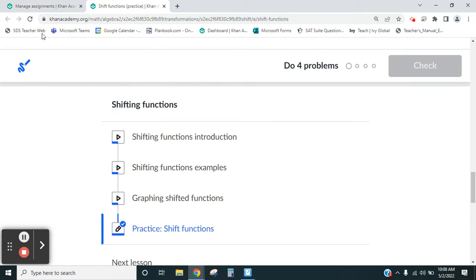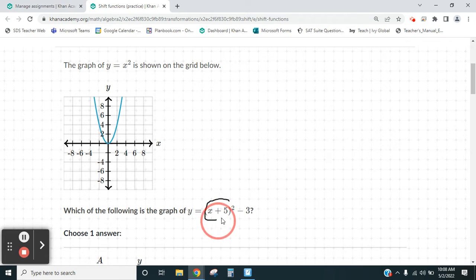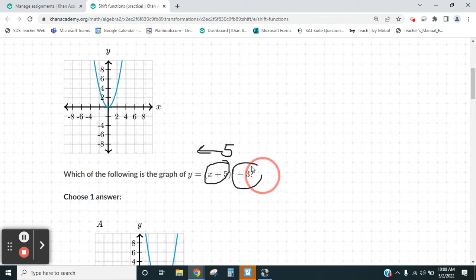The first one is that any kind of number change inside the parentheses actually means what? The opposite, right? So even though this says we're going to add 5 to x, it actually means that the shift is left 5, right? We thought of this as opposite land before. You know what I'm saying? Okay. Now this number is not in the parentheses, so that actually means down 3.